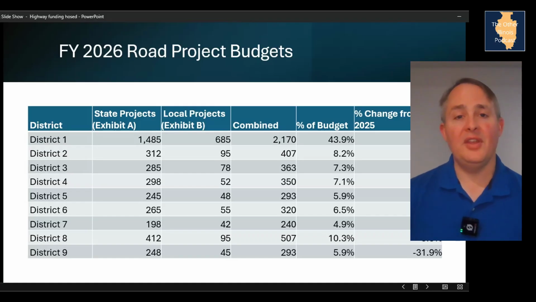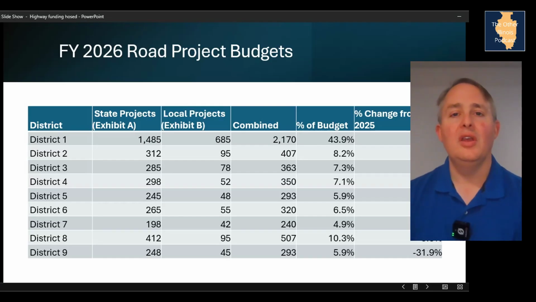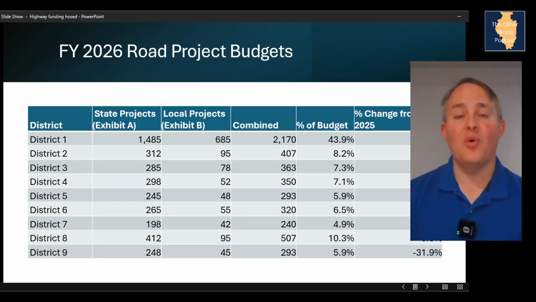So this is off of the 2026 funding for road projects. As you can see here, District 1 combined is going to be getting $2.17 billion. And that accounts for 44% of the budget alone. It's an increase of almost 7%. District 2 also saw an increase over 2025. And then the vast majority of downstate Illinois, they're seeing their budgets being cut somewhere between 5% and 7%.